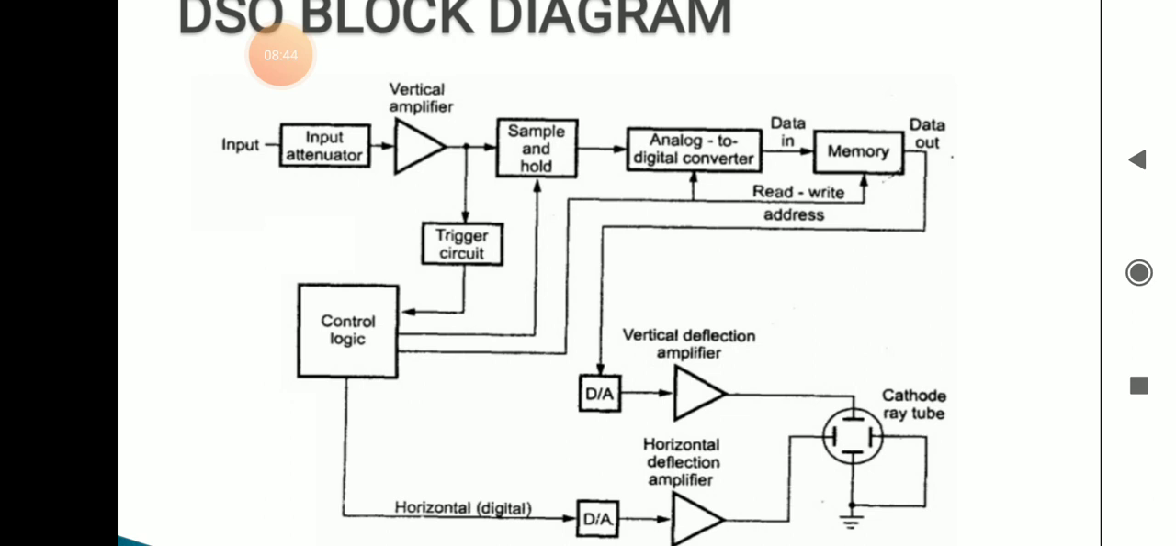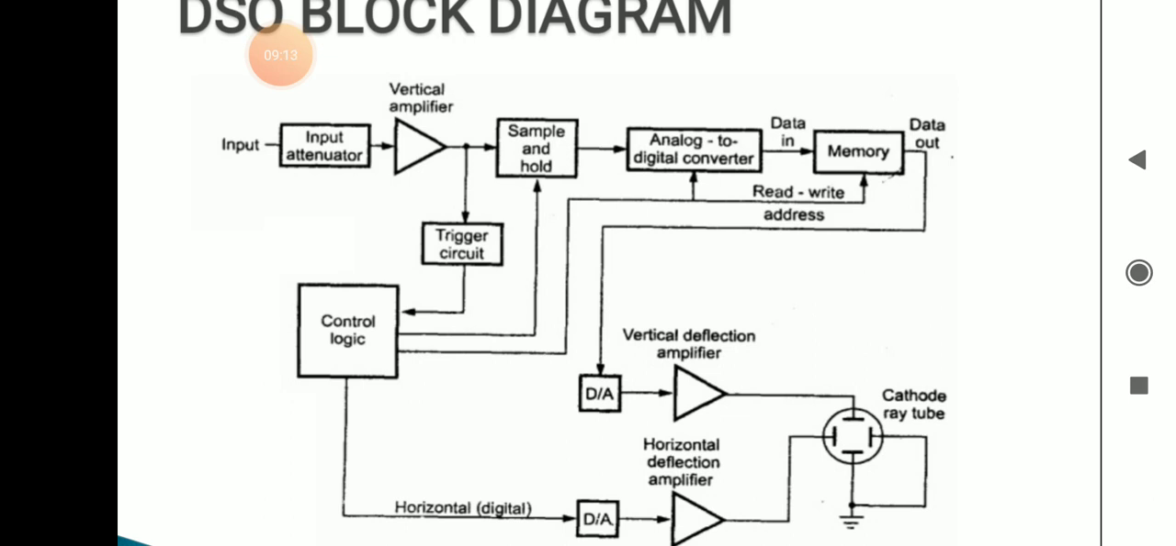Already you have seen in the block diagram of DSO the read and write, the memory, the data output and data in. Once the trigger pulse is obtained, the memory write cycle is initiated. The analog to digital converter converts the input signal into digital code. Third point, whenever you store your waveform, when the DSO memory is full, the memory write cycle stops.